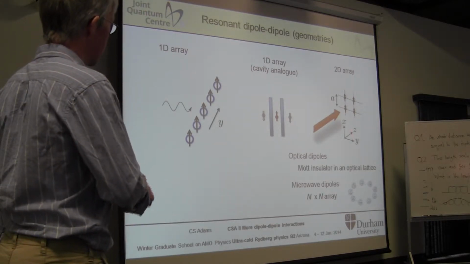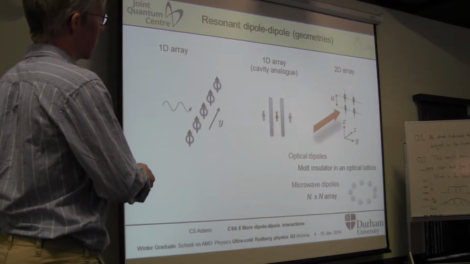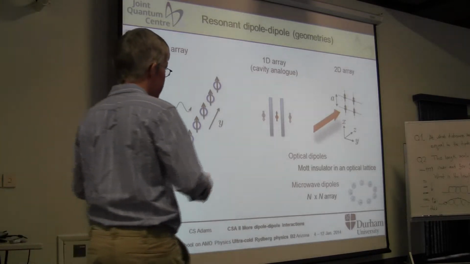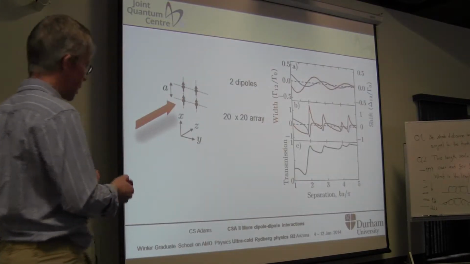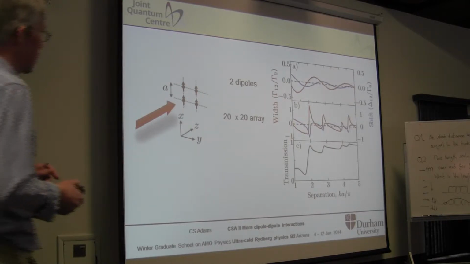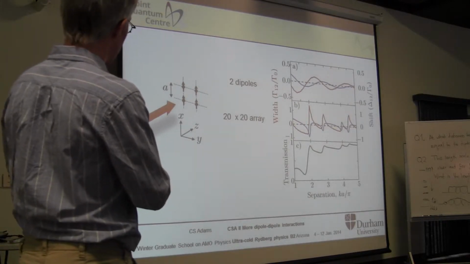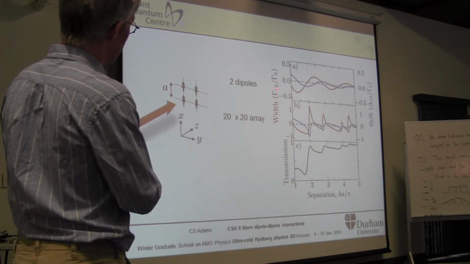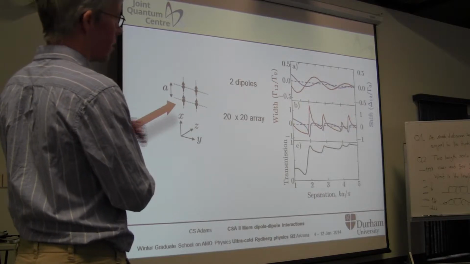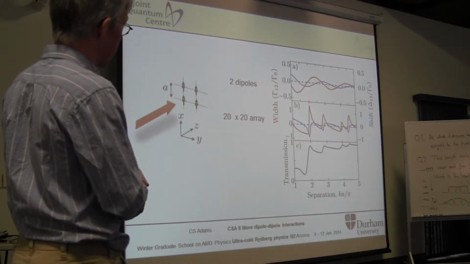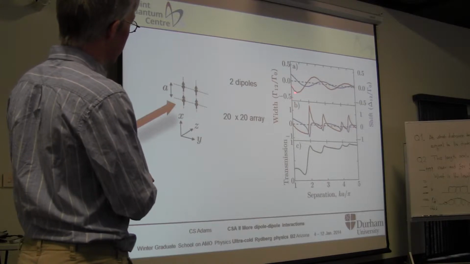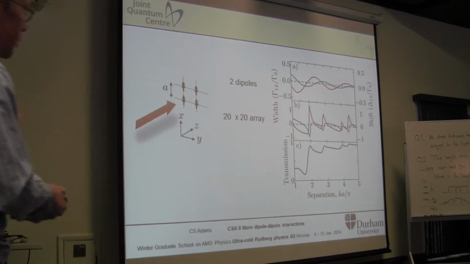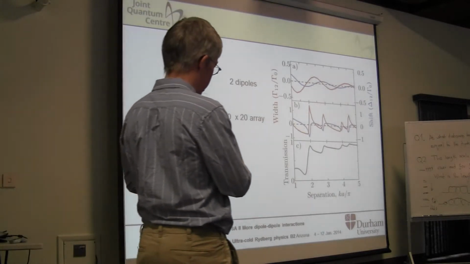So once we've got a 2D array, we can have 2D regular arrays, then 2D more complicated arrays, and then 3D patterns and irregular 3D things. Fortunately, the 2D array looks pretty much like the 1D system. We've got a grid of dipoles separated by a, and we do the same thing: we calculate shifts and widths of the resonances as a function of the lattice constant of our array. This was the 2-dipole case that we had before, and we see these oscillations, which are the e to the ikr in the long-range part of the dipole-dipole interaction.